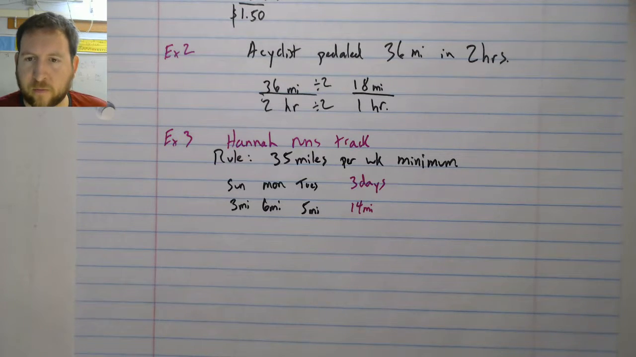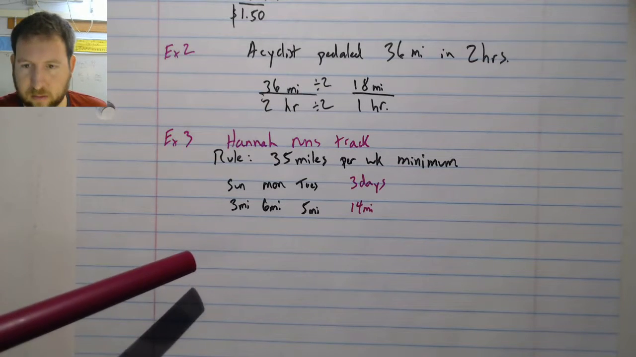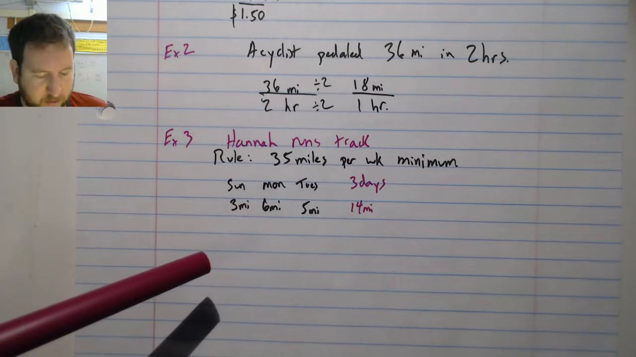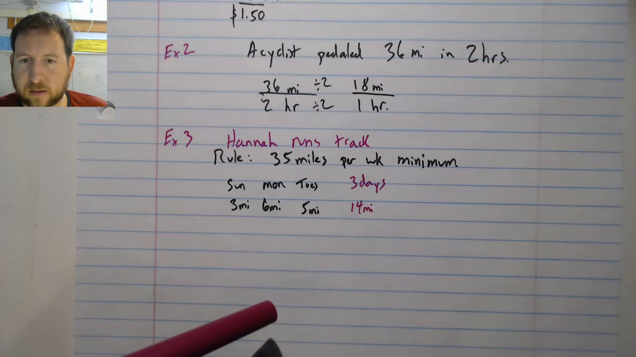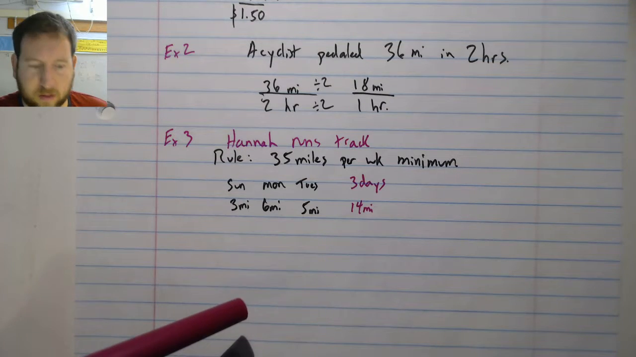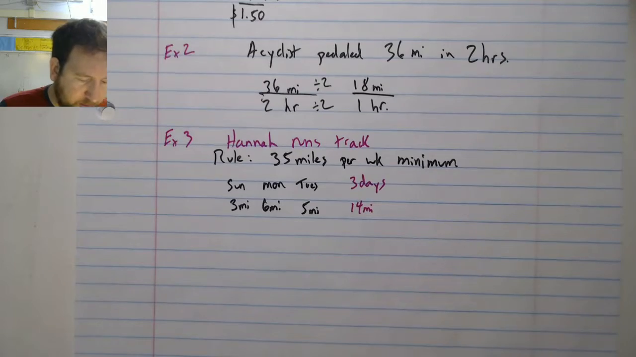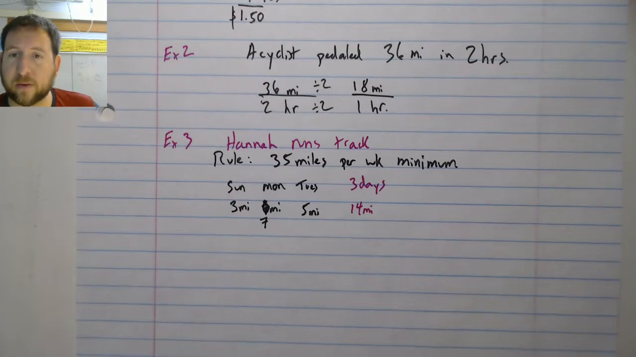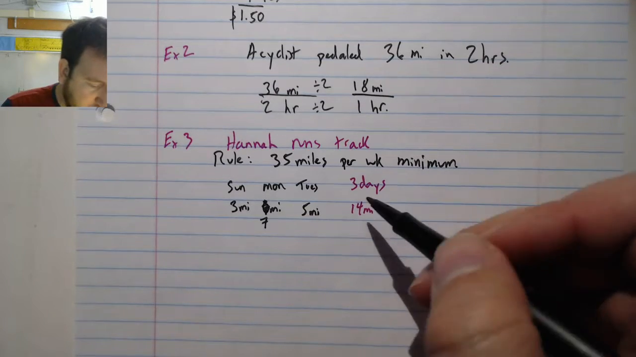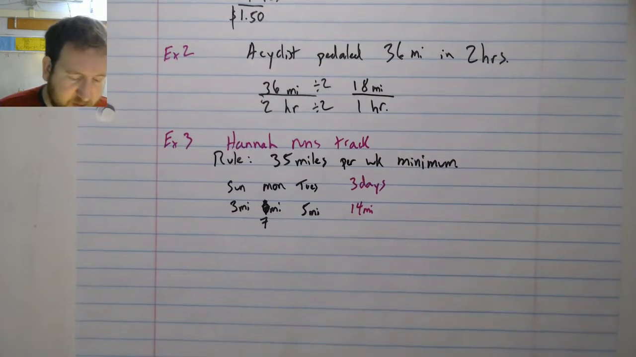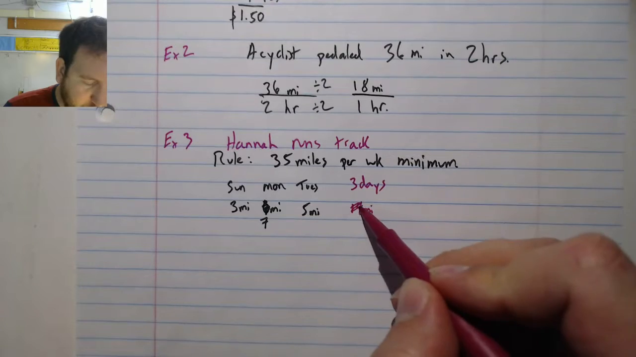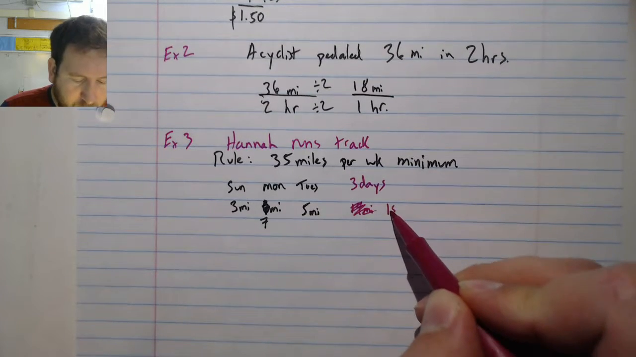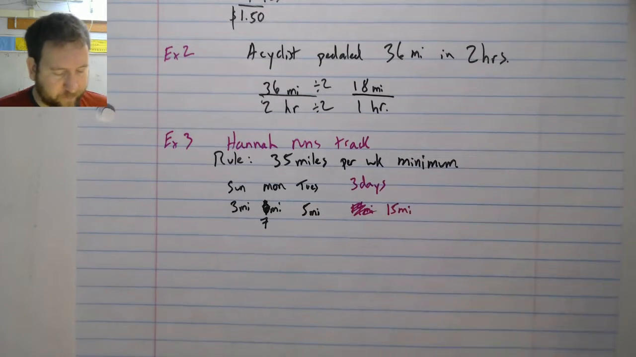Hang on, I think I may have written one of my numbers wrong. 3 miles on Sunday, 6 miles on Monday, and 5 miles on Tuesday. I did. This should be 7 miles. Sorry about that. Monday was a big day to run, apparently. So our total would be, instead of 14 miles, 15 miles.